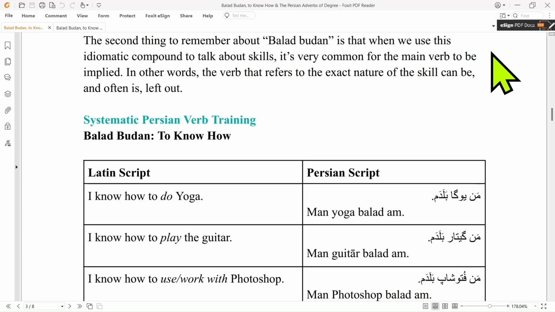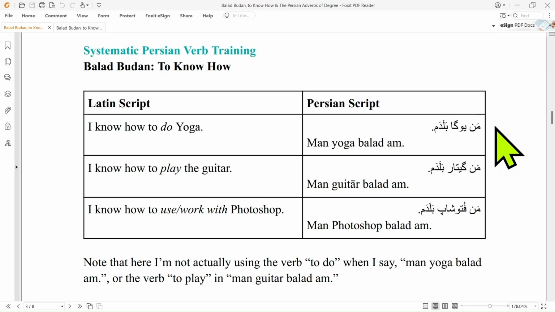The second thing to remember about balad budan is that when we use this idiomatic compound to talk about skills, it's very common for the main verb to be implied. In other words, the verb that refers to the exact nature of the skill can be and often is left out. For example, if I want to say, I know how to do yoga, I can simply say, man yoga baladam. For I know how to play the guitar, I can say, man guitar baladam. And a common way to say, I know how to use or work with Photoshop is simply man Photoshop baladam.